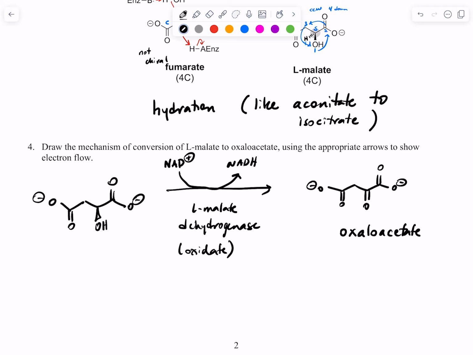Draw me the mechanism for that NAD+ mediated oxidation of oxaloacetate to malate. Sorry, I said that backwards. Scratch that, let me try again. Draw me the mechanism of NAD+ mediated oxidation of malate to oxaloacetate.